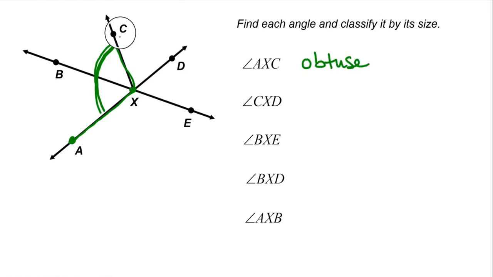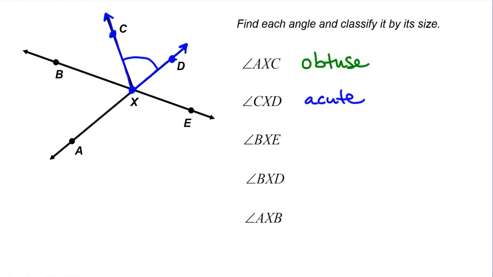Next one, we want angle CXD. So let me clear that off. And angle CXD, here's C, here's X, and here's D. CXD, if I just trace those out, I get this angle right here. There's angle CXD, and that is smaller than 90 degrees, so that is an acute angle.